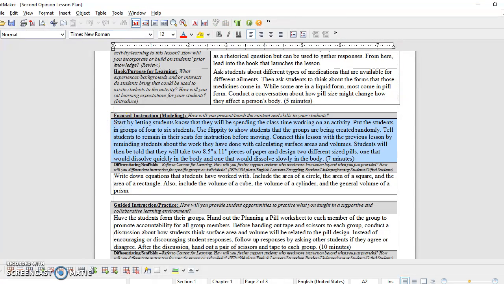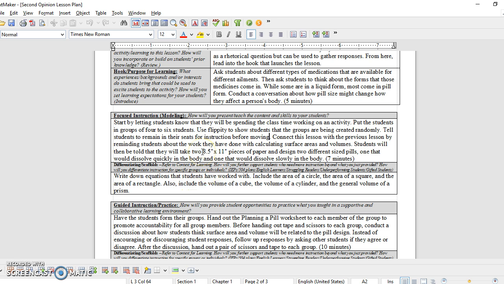So what they're going to wind up doing, right here in the focus instruction, the very first thing is students are going to know that they're spending the class time working on an activity, and they'll be put in groups of 4 to 6. This lesson is going to connect to the previous lesson by letting students know these are the shapes that we've been working with. I'm going to put some of the equations on the board just to serve as a little bit of a reminder, a little bit of a scaffold for them.